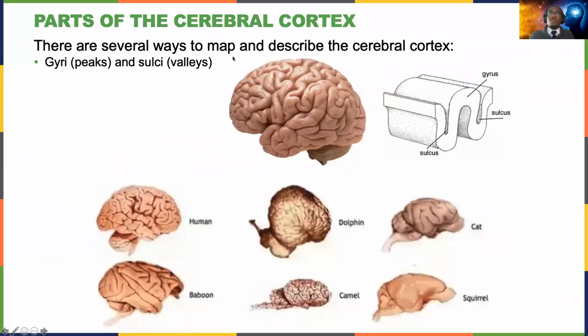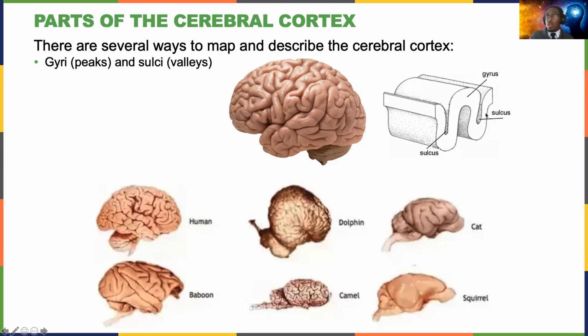So there are several different ways to describe and map out the cerebral cortex. One way to describe it is to look at the physical features, such as the gyri and sulci. If you look at this diagram over here, you'll see that the brain is very, very folded. The human brain is really a scrunched up ball. And what results from that scrunching is these peaks and valleys.